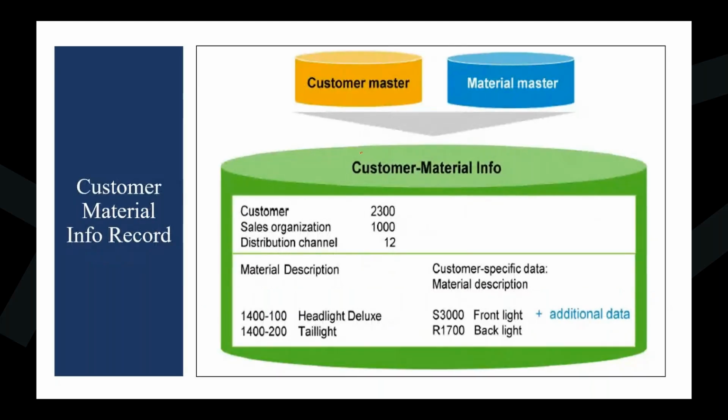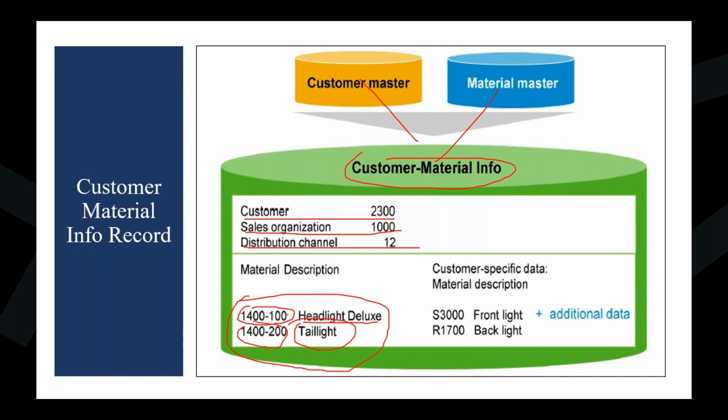So the customer material info record, as I explained, is maintained for the combination of customer and material. While maintaining it, you enter the customer number, sales org and distribution channel. So here in our organization, let's say the material is headlight deluxe, its material code is this one. And there is a tail light, its material code is this one.